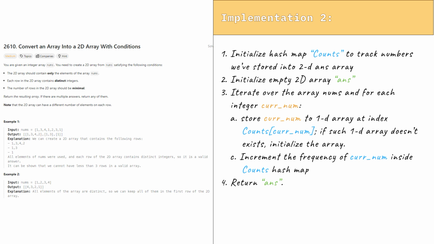We first do the initialization. We initialize a hash map named count to track numbers we have stored into our 2D answer array, and also we initialize an empty 2D array named ans. And then we iterate over the array nums, and for each integer, we will call it current num. We store current num to the 1D array at index count[current num]. If such a 1D array doesn't exist, then we initialize the array. And also, don't forget to increment the frequency of current num inside the count hash map. Finally, we will return ans as the answer.